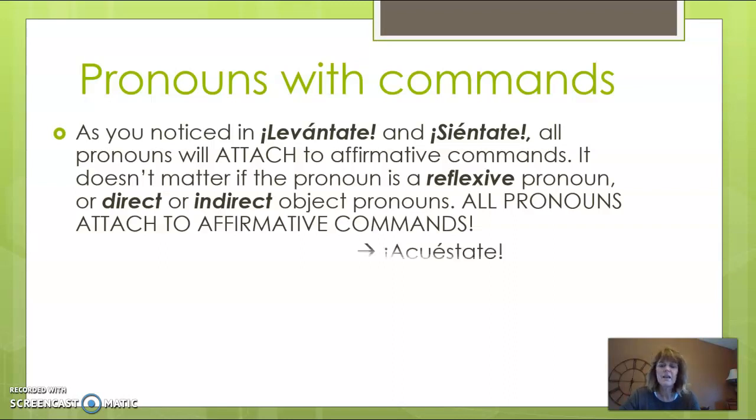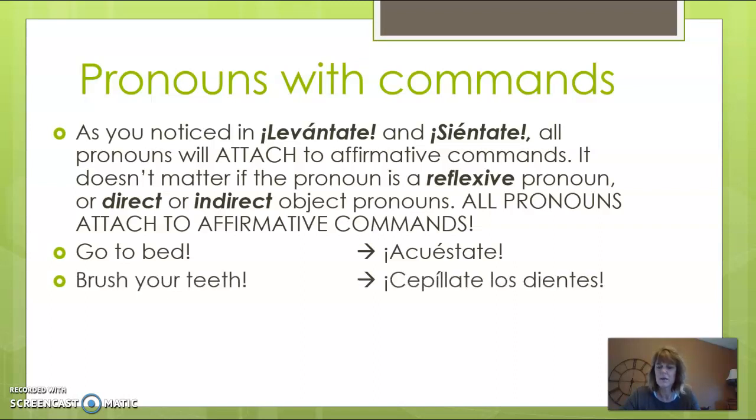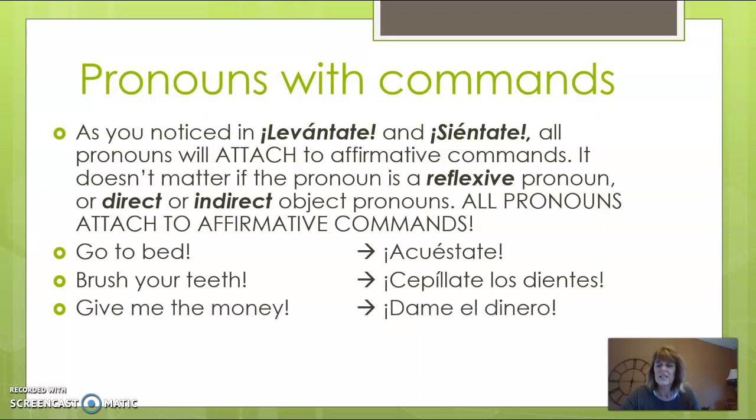Dile. So, go to bed. Acuéstate. Brush your teeth. Cepíllate los dientes. Sorry, my dryer's done. Give me the money. Dame el dinero. Notice the verb da is give, and then add the me to the end of that. Give it to me. Dámelo.